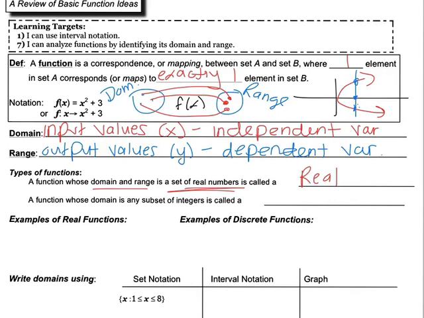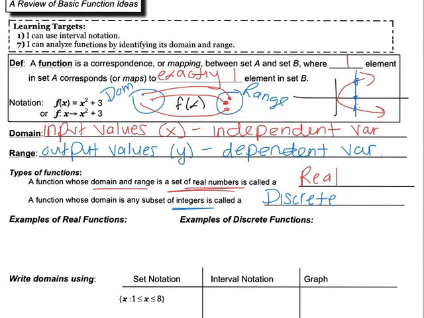A function whose domain is any subset of integers, not real numbers, would be considered a discrete function. So these are not continuous functions, if you want to think of it that way. The graphs are choppy and they're not smooth and connected. Real functions are what you guys have been mostly looking at up until now in math.